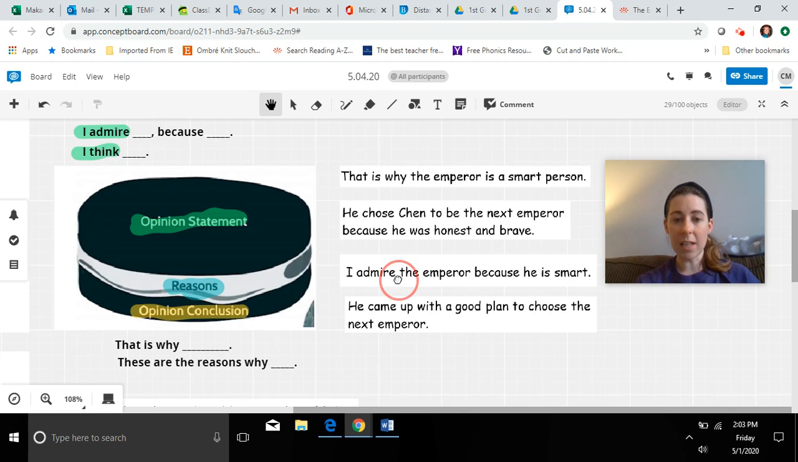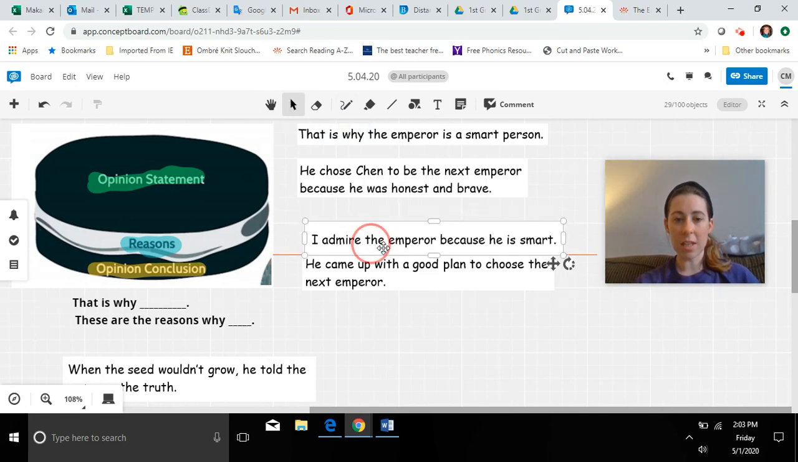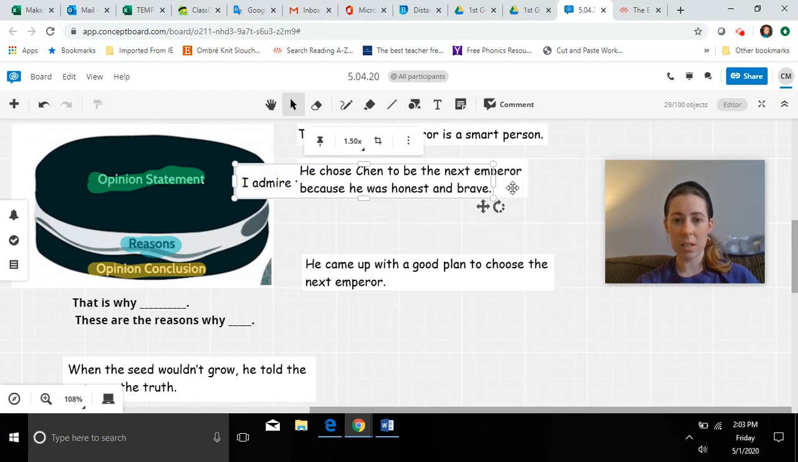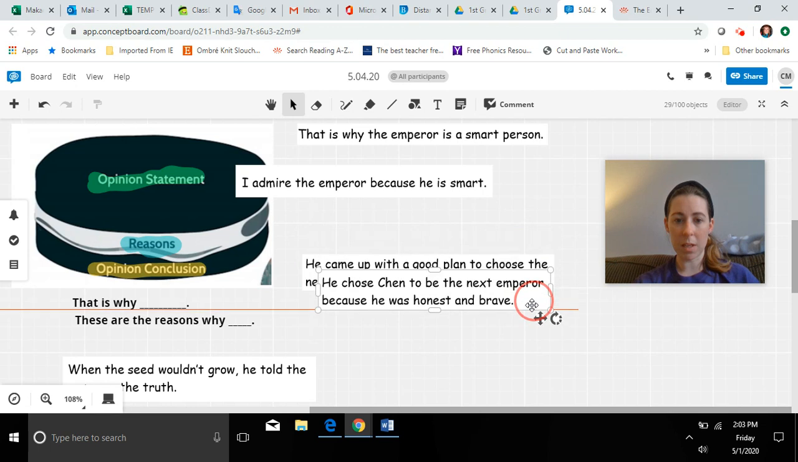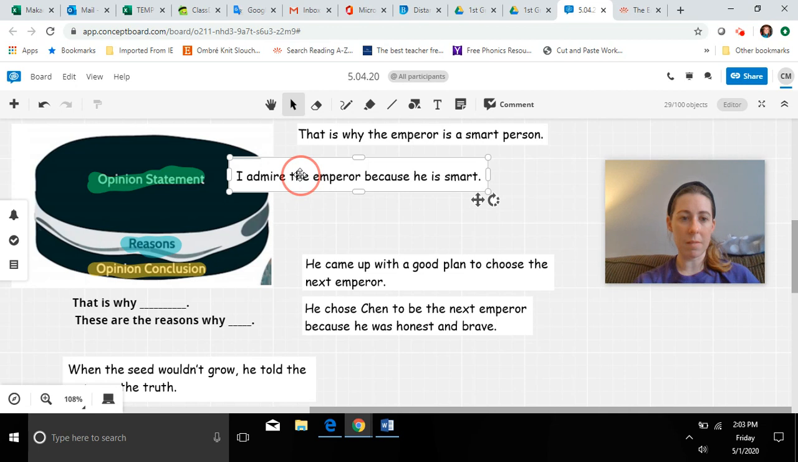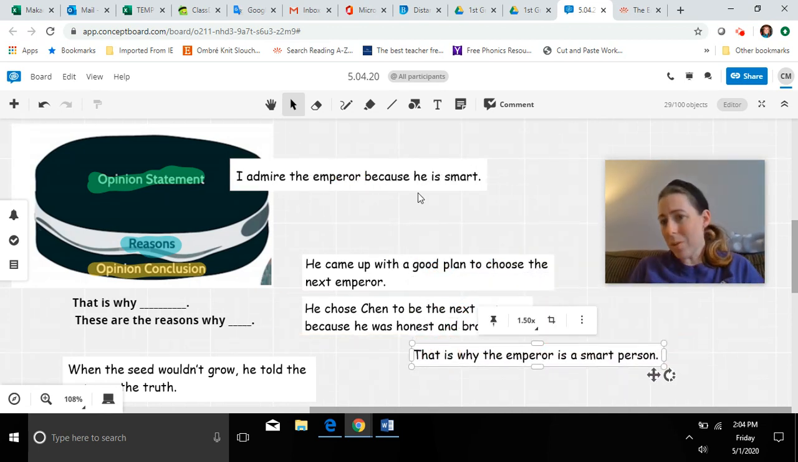Awesome. So I'm going to drag this down here. Let's see. Let's change this. I'm going to drag this. This is going to be my first sentence in my opinion paragraph. Now, after my opinion statement, I'm going to put this right here where it says opinion statement. I need reasons. Reasons. Okay. How do I know that the emperor is smart? Or why do I think that he is smart?